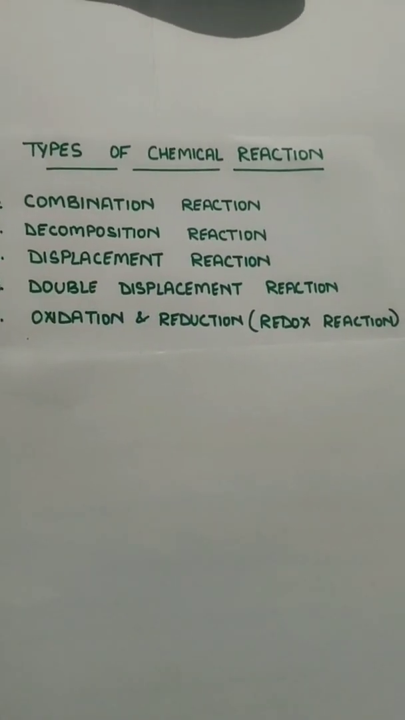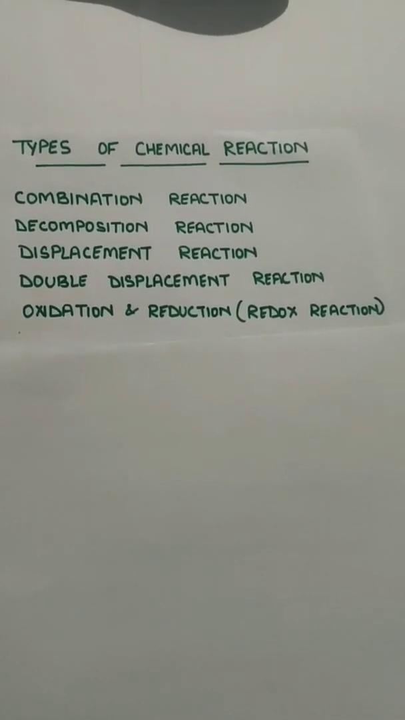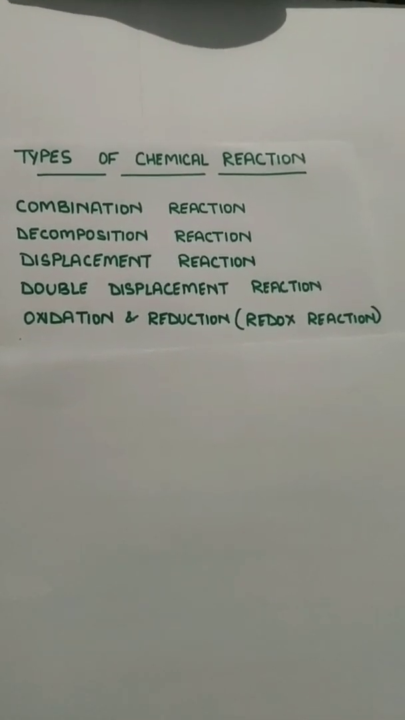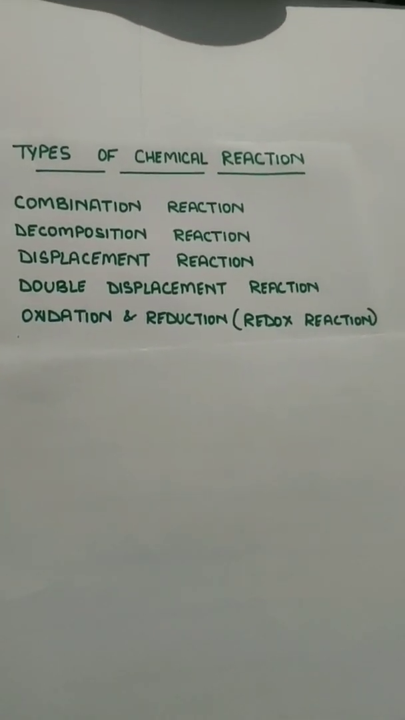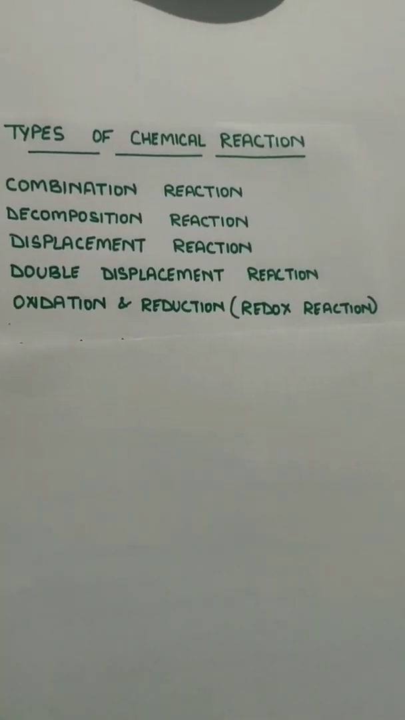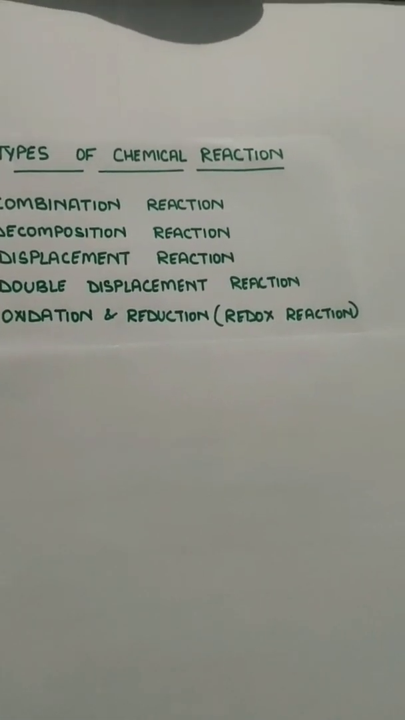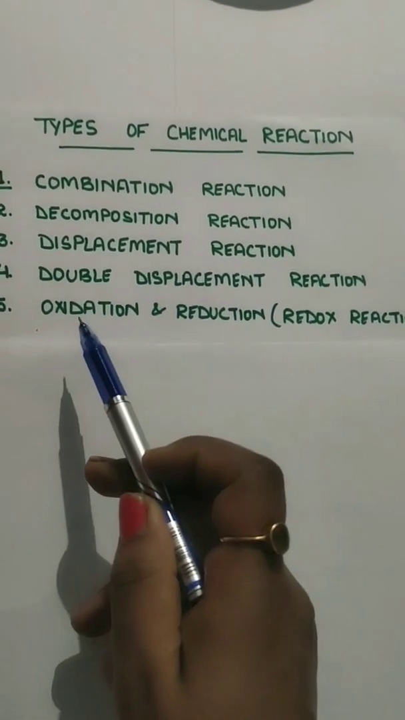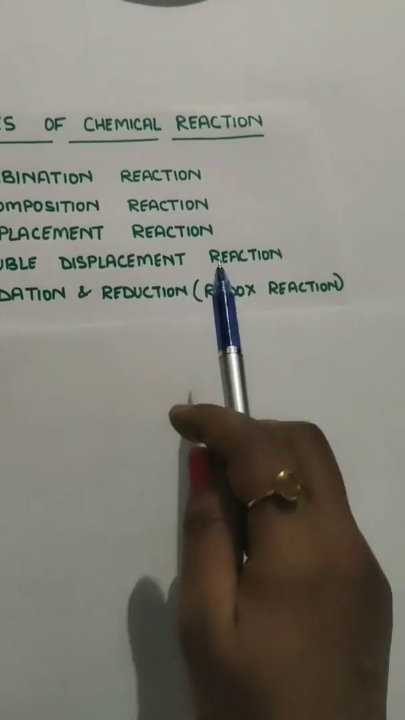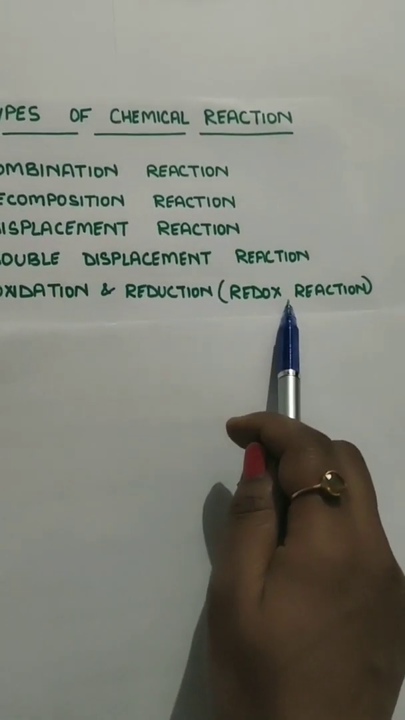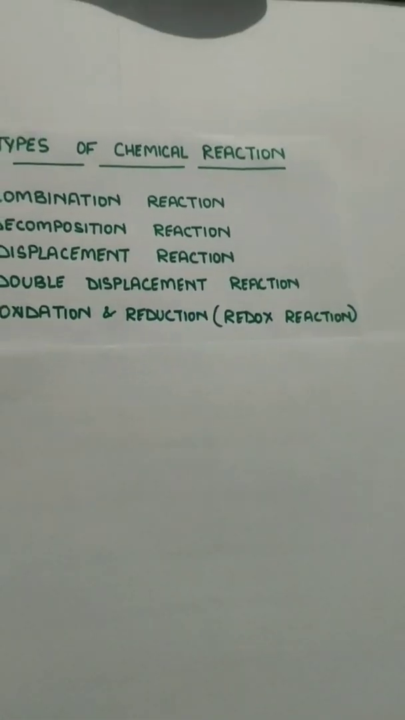The next one is oxidation and reduction, or redox reaction. In any reaction, when there is removal of hydrogen or addition of oxygen, it is called an oxidation reaction, and when there is addition of hydrogen or removal of oxygen, it is called a reduction reaction. Many reactions have oxidation and reduction both taking place at the same time, so we can also call it a redox reaction, that is, reduction and oxidation both.